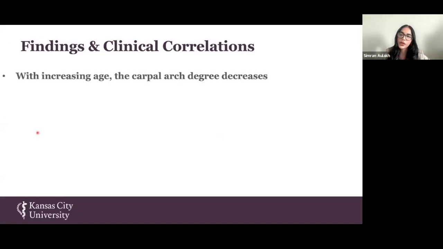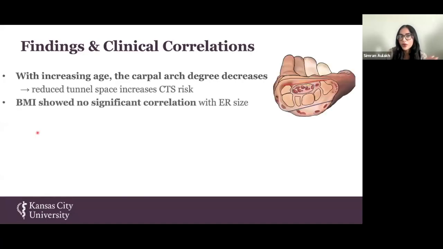And then on the flip side, we found that the carpal arch becomes flatter with age. And you might be asking yourself, what do you mean by that, Sim? What is the carpal arch? So this is the carpal arch that I'm talking about here. And with age, it flattens. So that can mean there's less space in that tunnel over time, which puts the median nerve at a higher risk for compression, especially in older adults.